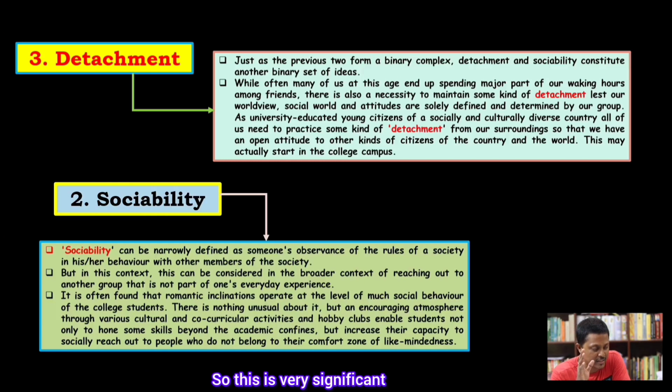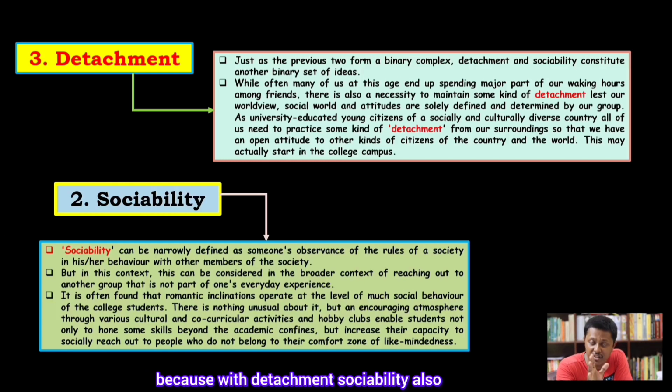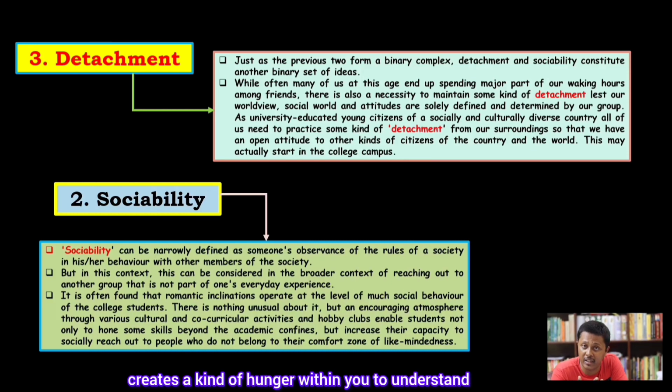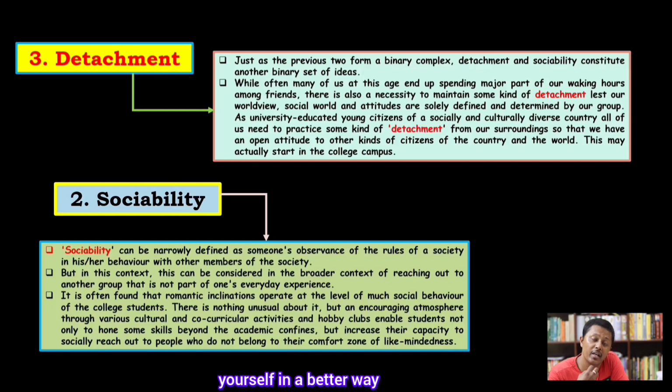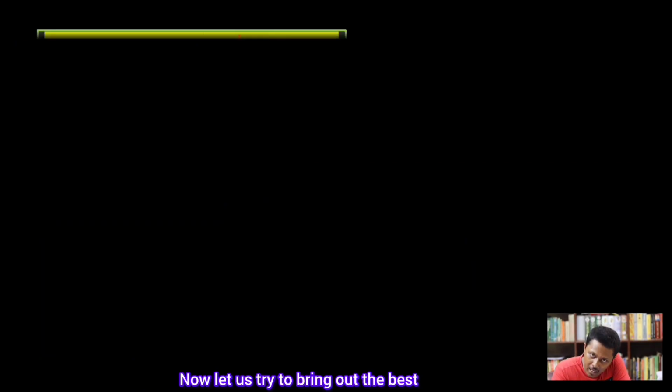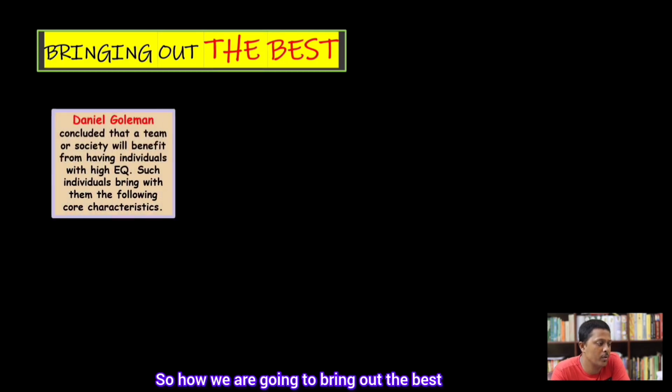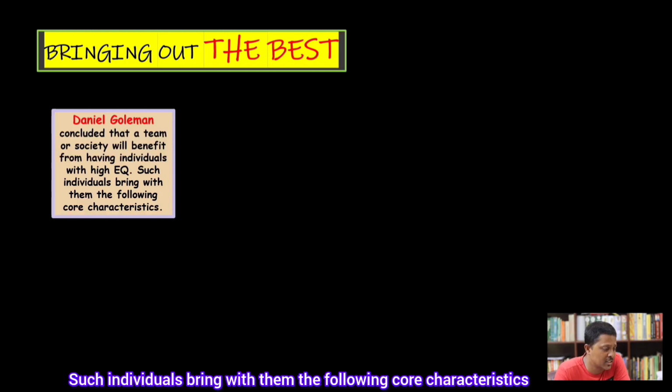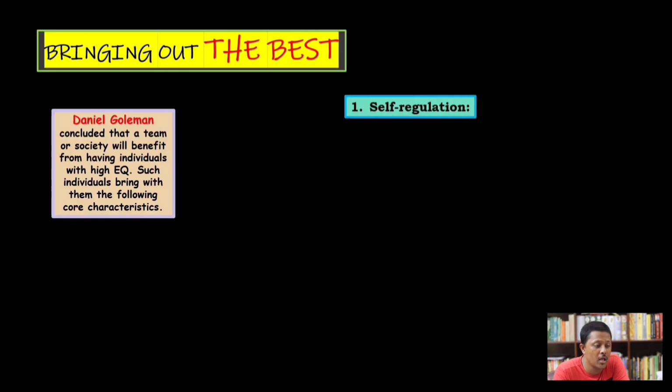So this is very significant, because with detachment, sociability also creates a kind of hunger within you to understand yourself in a better way. Now let us try to bring out the best. So how are we going to bring out the best? Daniel Goleman concluded that a team or society will benefit from having individuals with high EQ. Such individuals bring with them the following core characteristics.